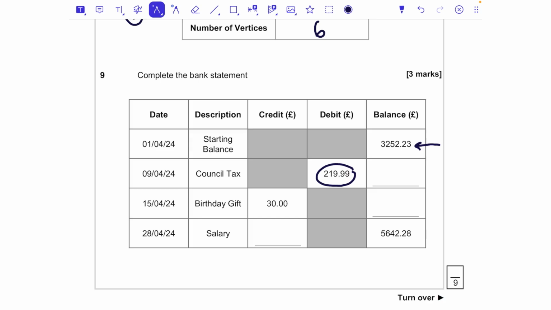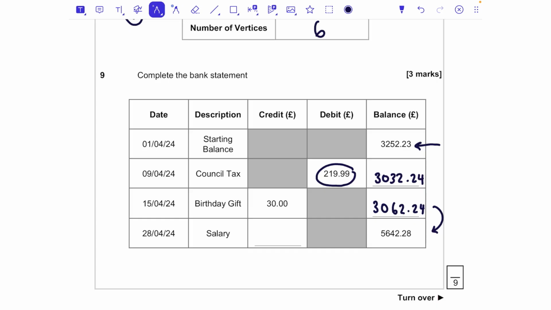£3,252.23 minus 219.99 leaves me with £3,032.24 in my bank account. I've then got a birthday gift of £30. So that's money coming in. So I'm going to add that back on, £3,062.24. And then my money has gone up by quite a lot here.